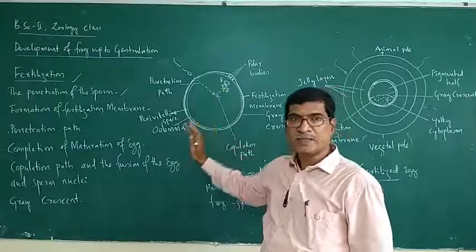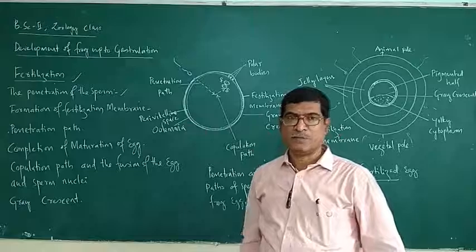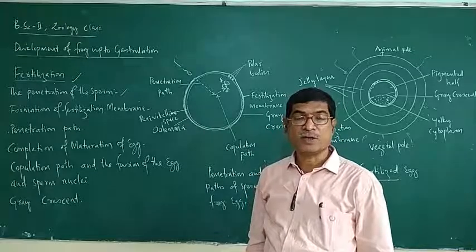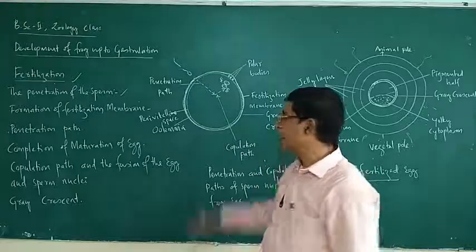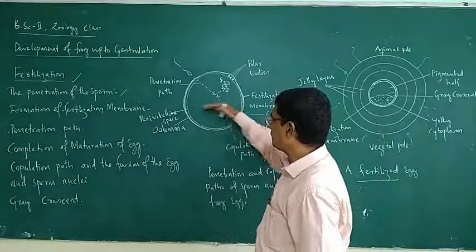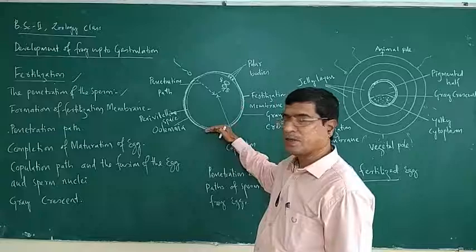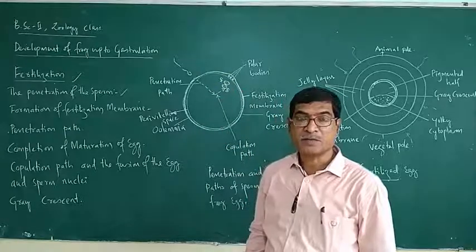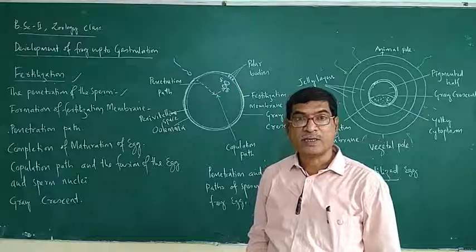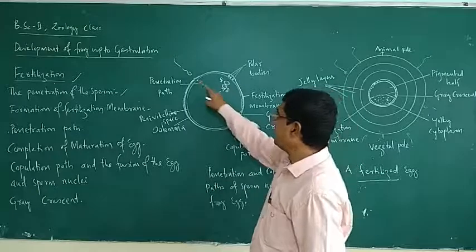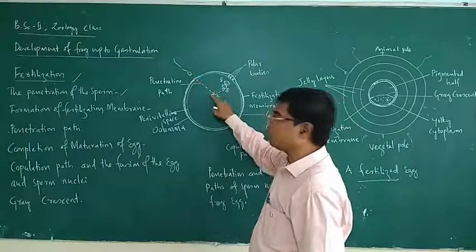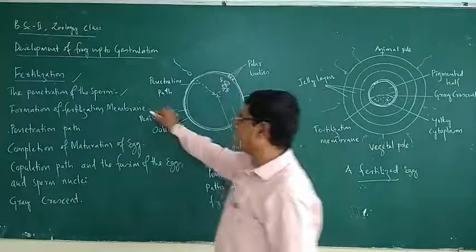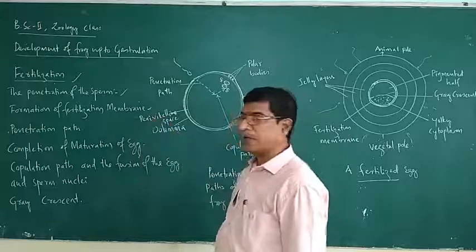So the frog egg is mesolecithal. A moderate amount of yolk is present, not heavily yolked. Okay? So the lower half is known as the vegetal hemisphere, the upper half is known as the animal hemisphere. Penetration of sperm occurs only in the animal hemisphere. Okay? Soon after the penetration of the sperm, what happens? The fertilization membrane is formed.